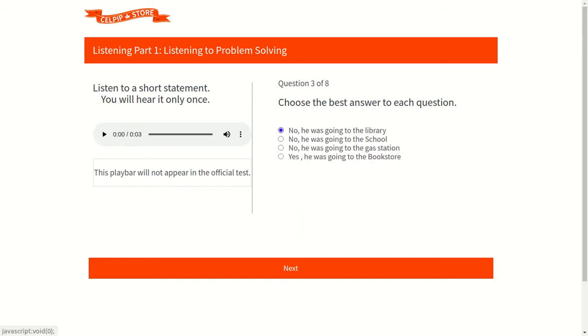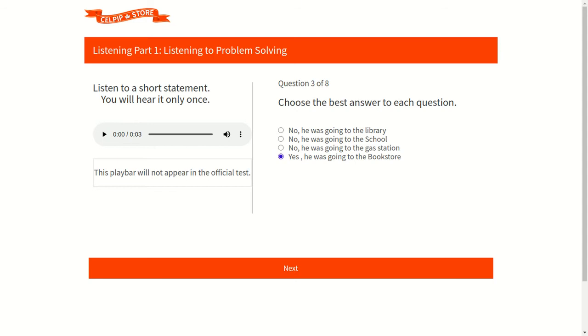Our next 3rd question is Question 3. Was the man going to the bookstore? Here are our 4 options. Option 1, no, he was going to the library. Option 2, no, he was going to the school. Option 3 is, no, he was going to the gas station. And option 4 is, yes, he was going to the bookstore.